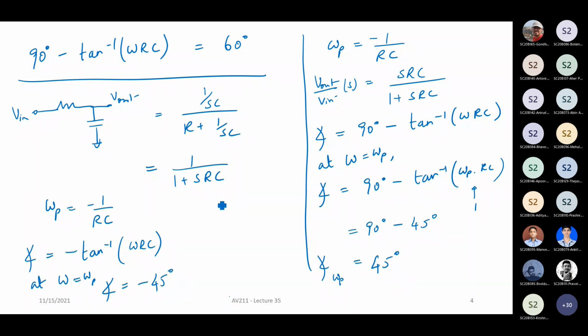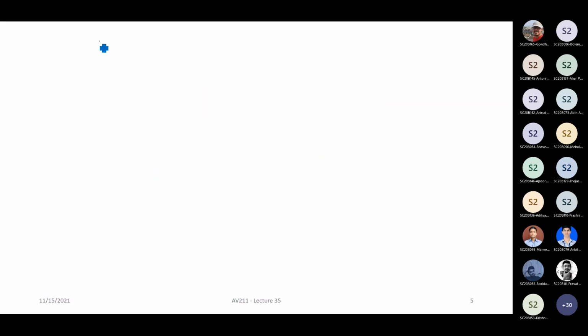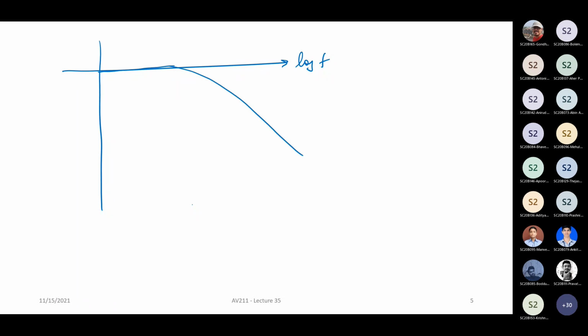So for this RC circuit, if you say this is log of F, and let us say you have a low pass filter response like this, or rather this is a passive low pass. So therefore you will have log of F, something like this. This is 0 dB, right? Minus 3 dB is here, right? And this is 1 by 2 pi RC. The phase response, on the other hand, will also look something like this, log of F.